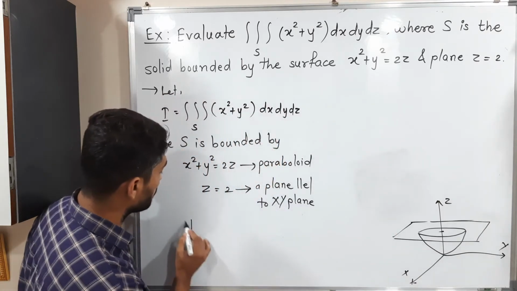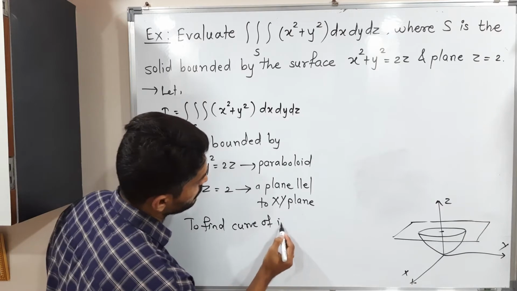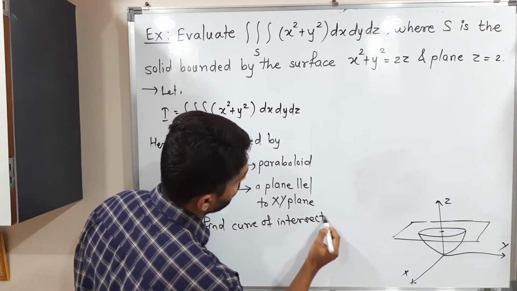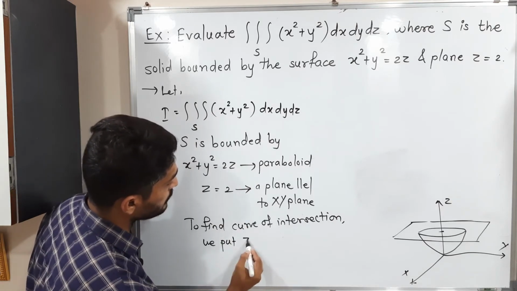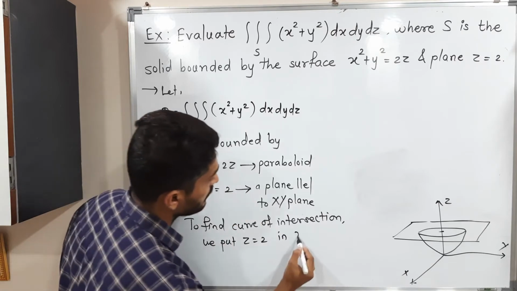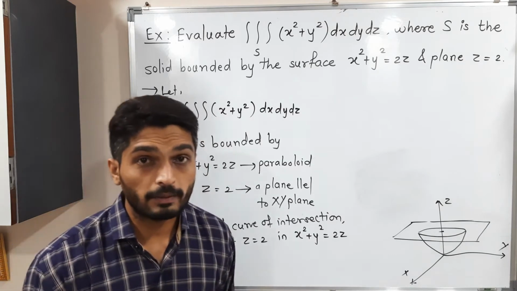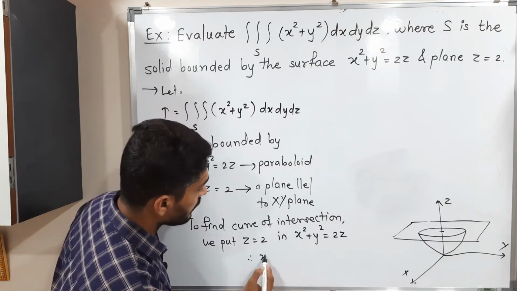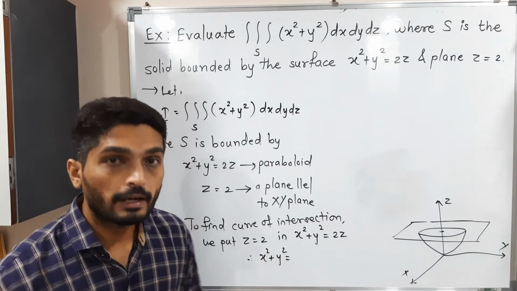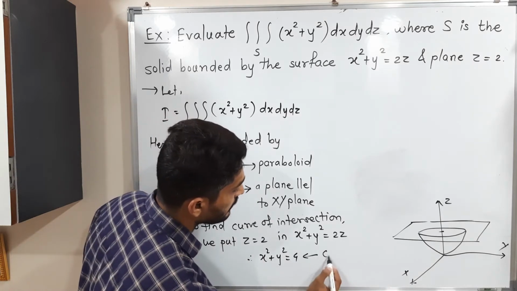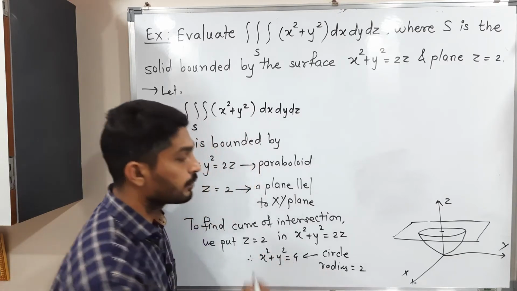To find the curve of intersection, I am going to put one equation, z is equal to 2, in the second equation, x square plus y square is equal to 2z. Tell me what we will get. Therefore x square plus y square is equal to, z is equal to 2, so 2 into 2 we will have 4. Correct. So this is a circle having radius 2, since 4 is the square of 2.